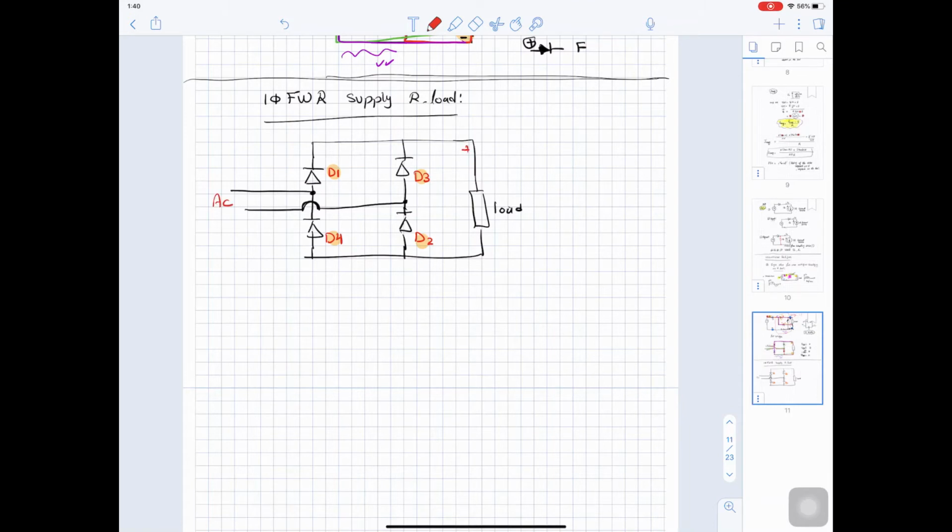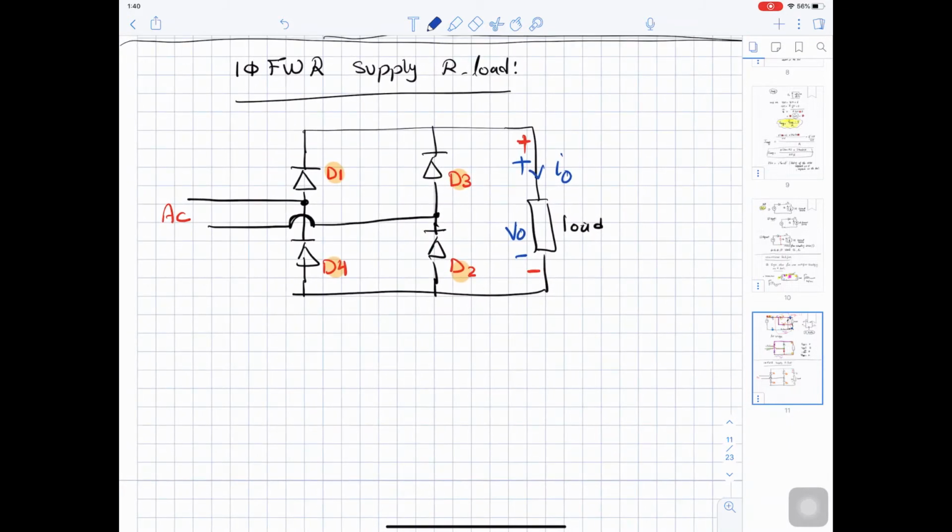Here we have positive and negative for the DC source or the DC output. So here we have voltage V out, current I out. Here we have voltage Vn, current I source. Here we have V diode 1. So don't forget that the diode voltage is going from the negative to the positive. So here is V diode 1. Here we have V diode 3. Here we have V diode 4. Here we have V diode 2.